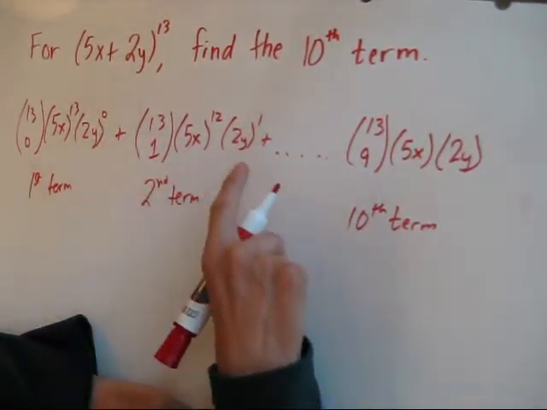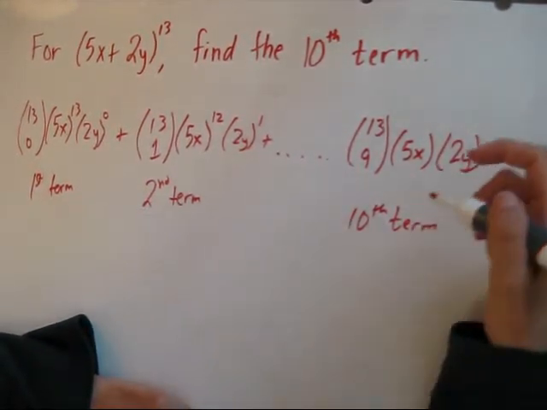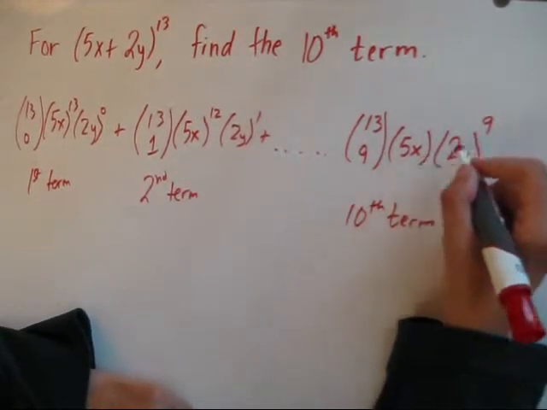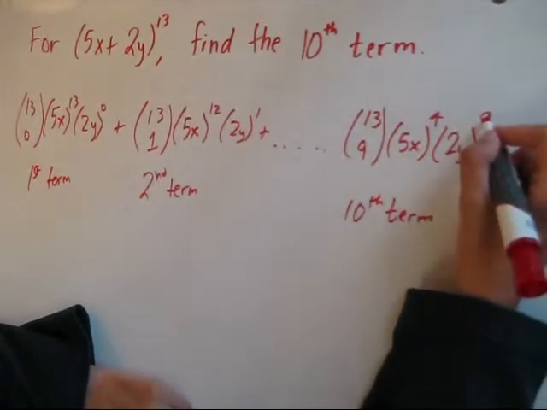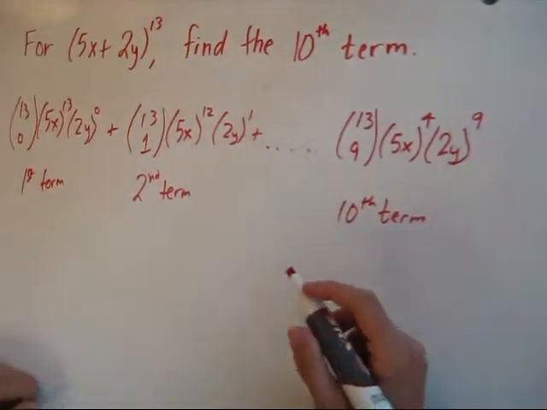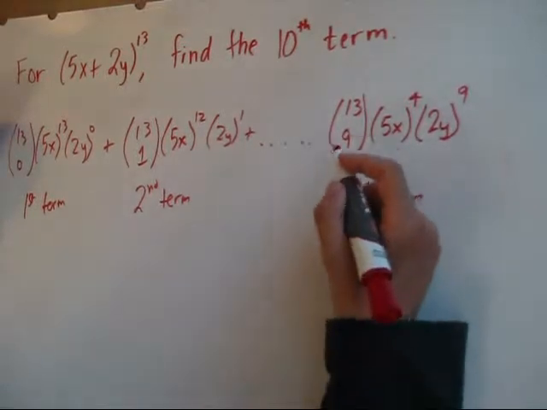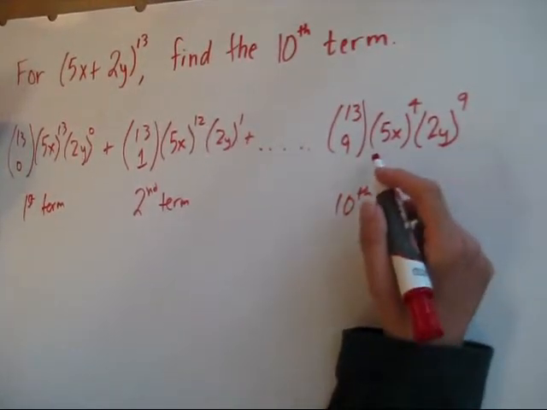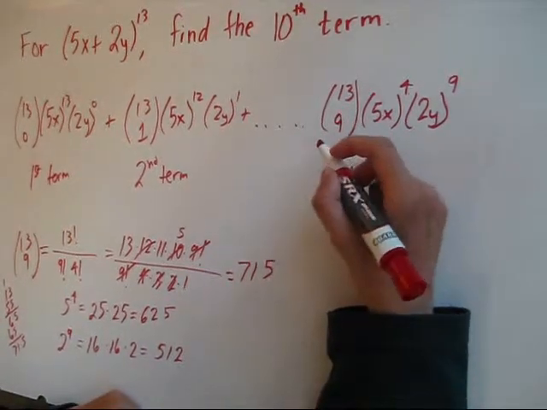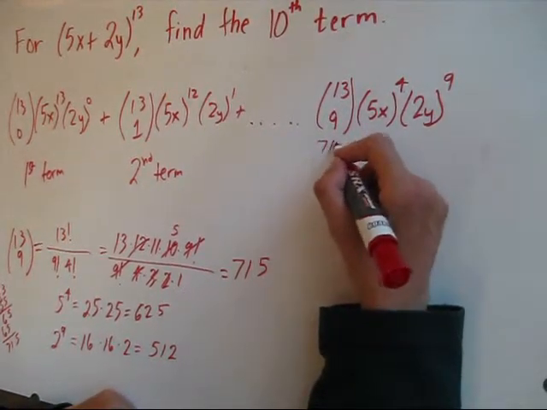Let's see, we started at 0, then we went up to 1 for the second. We're going to have the 2y to the 9th power, so that means the 5x is going to be to the 4th power, because these need to add up to be 13. Okay, so now we just need to find 13 choose 9, 5 to the 4th, 2 to the 9th. So 13 choose 9 is 715.